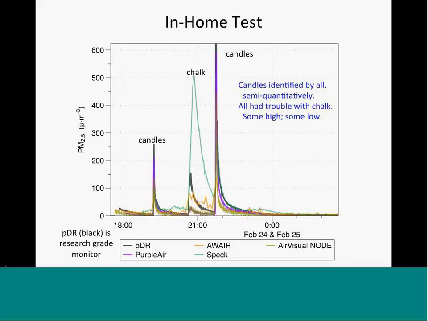Basically, if you light a candle, all these devices can detect that the candles were lit, but maybe not get the magnitude right. Chalk is interesting because it's almost certainly much larger particles than these devices have been calibrated for, with the exception of the Speck, which, similar to the previous results, looks like it's been calibrated for much larger particles rather than smaller ones.